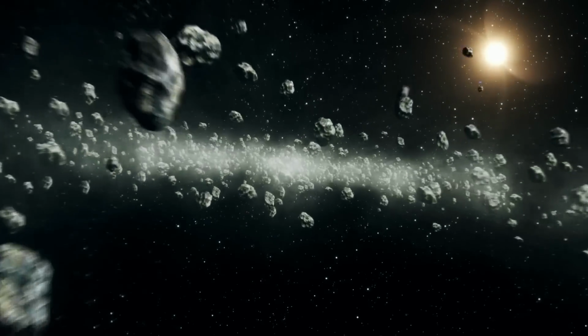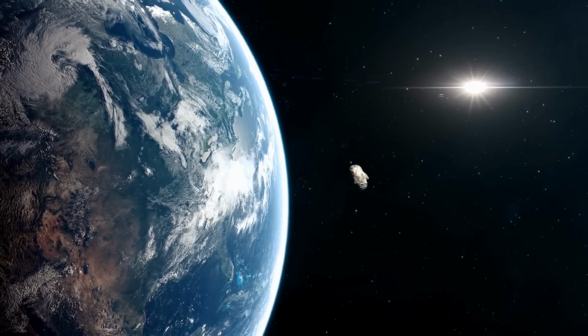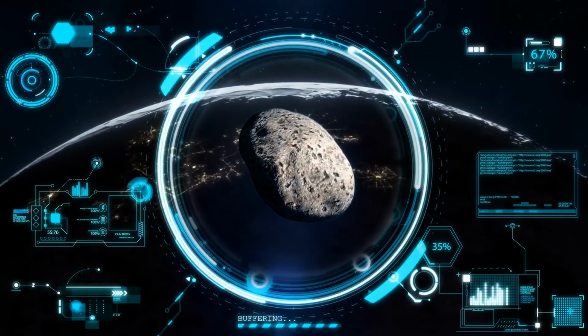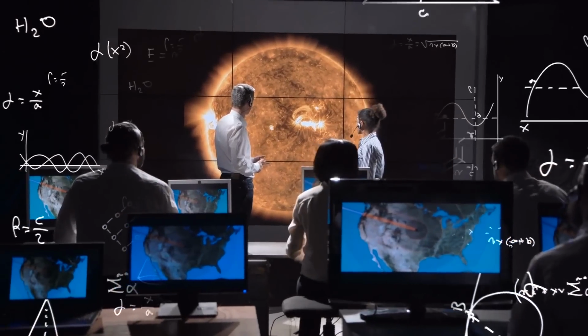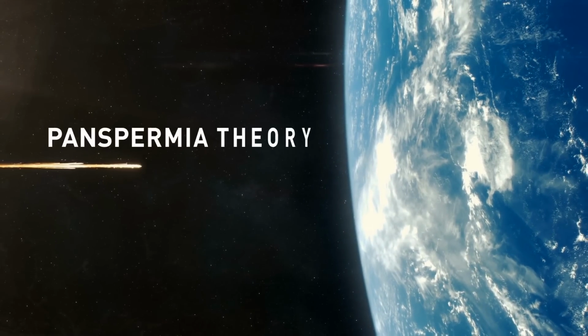According to the theory of panspermia, life could have been brought to Earth by a meteorite, comet, or asteroid from a different region of space. At the moment, this idea remains purely theoretical. But let's figure out if it could actually turn out to be true.